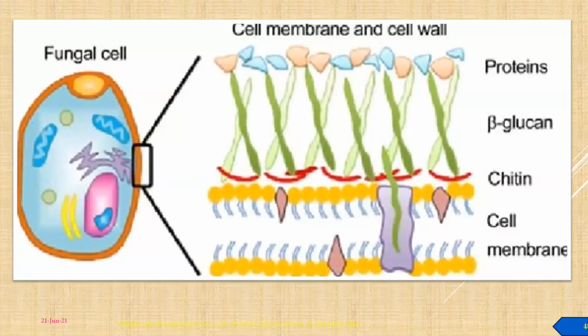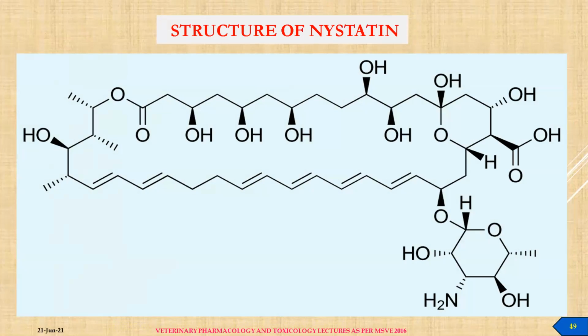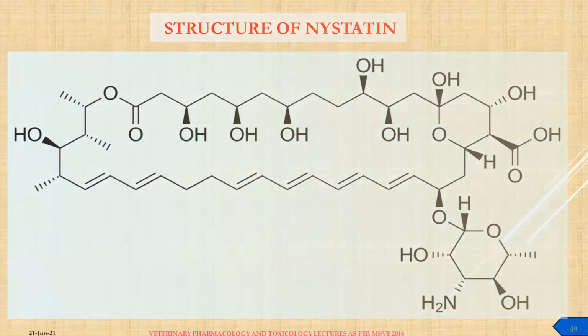Once again, to make you remember, this is a fungal cell which contains all the structures similar to those of the host cell or the mammalian cell. It contains the cell membrane and also the cell wall with the outer proteins, and the outer coat, and this is the beta glucan. Then chitin molecules are present here. Then this is the cell membrane. So the structure of nystatin is like this, very similar to that of amphotericin B.